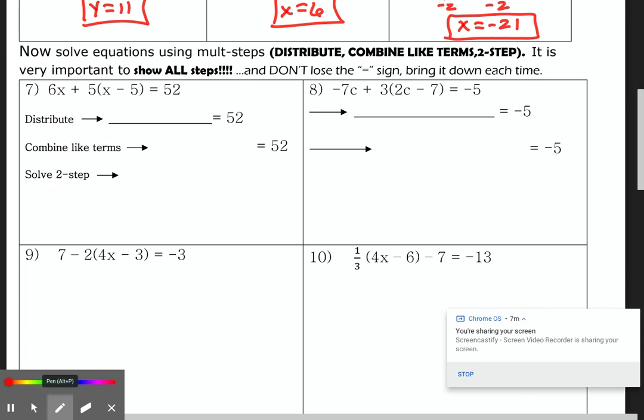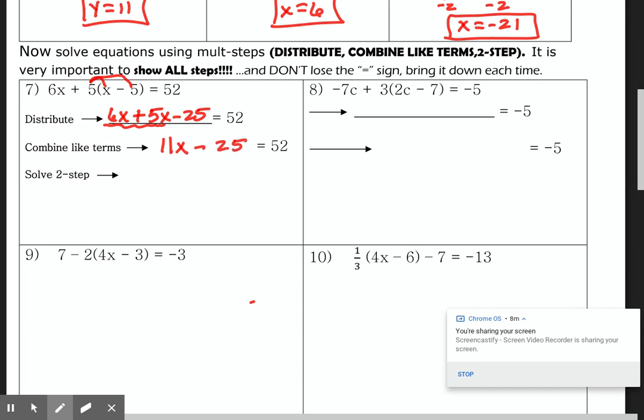Let's see, we can't do anything with that 6x, so we're going to bring that down. Now our 5 is our distributor, so we're going to hippity-hoppity. So 5 times x is 5x, and 5 times negative 5 is negative 25. Then we combine like terms. So we have our 6x plus 5x is 11x minus 25 equals 52.